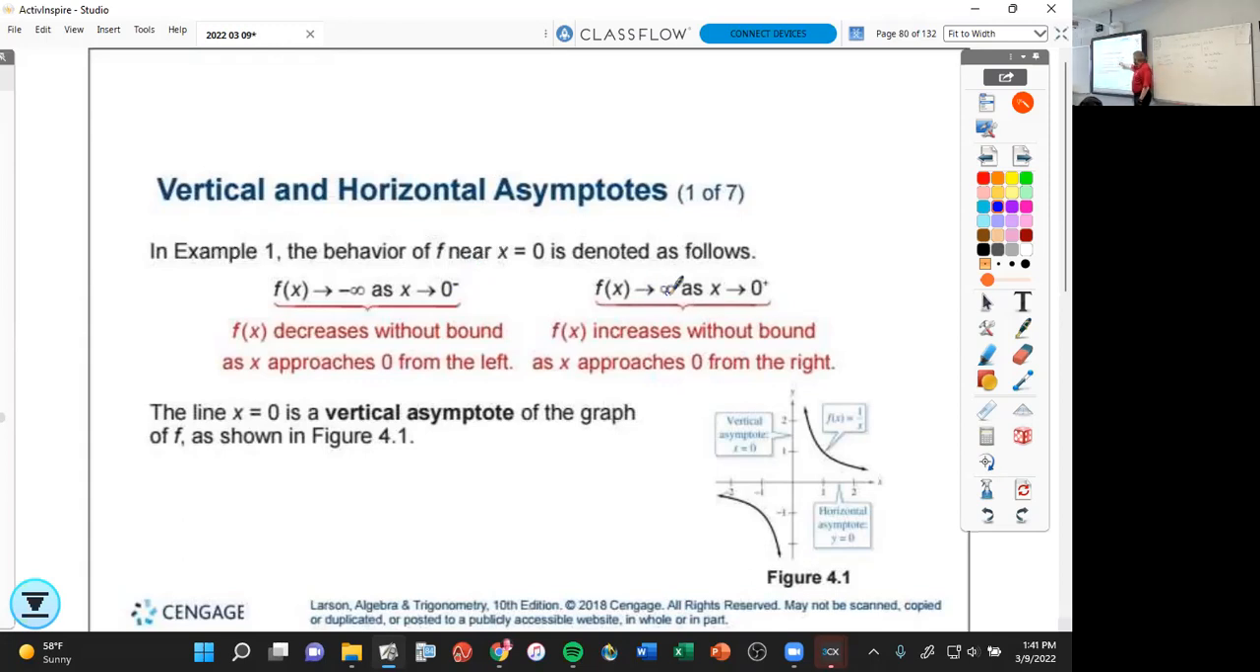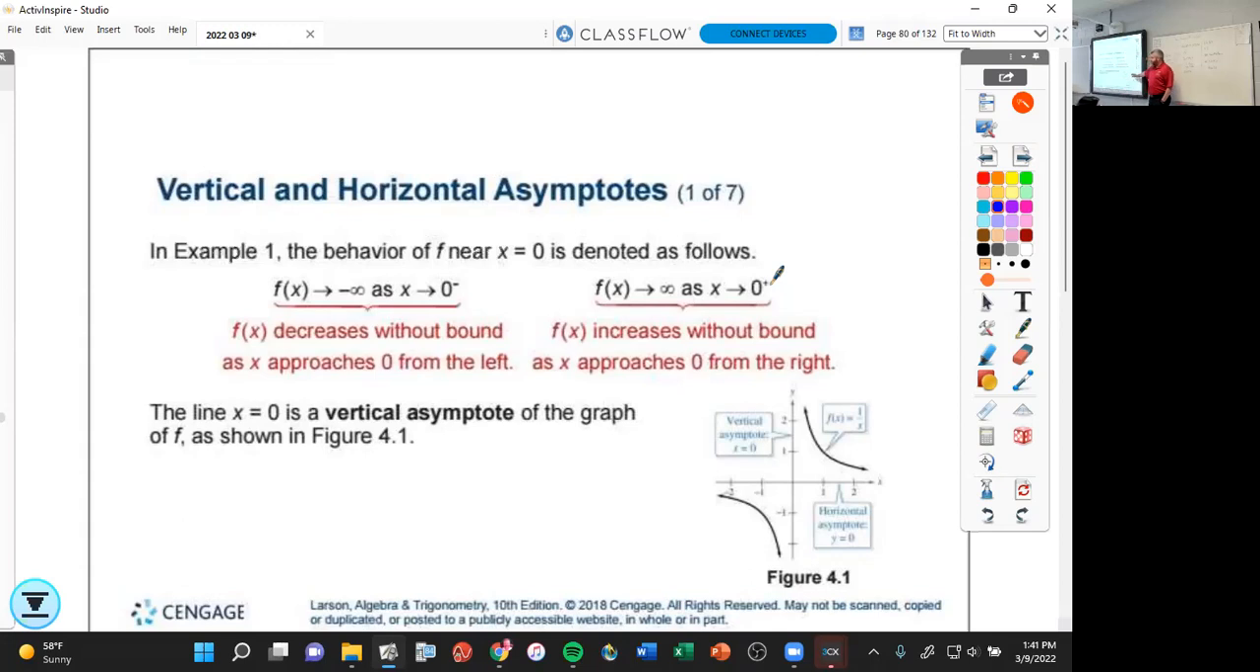The function approaches infinity as x approaches 0 from the right. Again, this does not mean we're dealing with positive numbers being plugged in. This means we're plugging in numbers bigger than the undefined space. Okay?